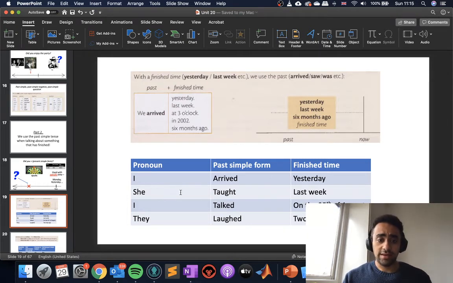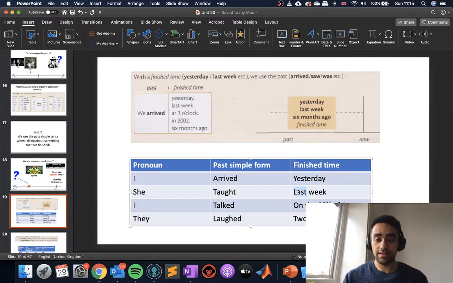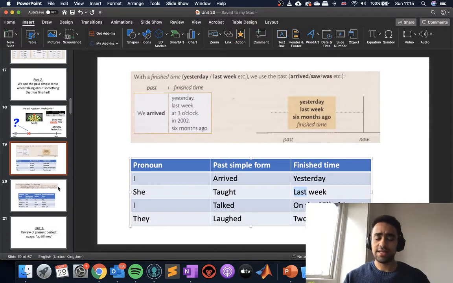So again, here are examples. I arrived yesterday. She taught last week. Last is a good indicator of this. I talked on the 25th of August. So, last August. They laughed 2 days ago, 3 days ago, and so on. So basically something that was done.